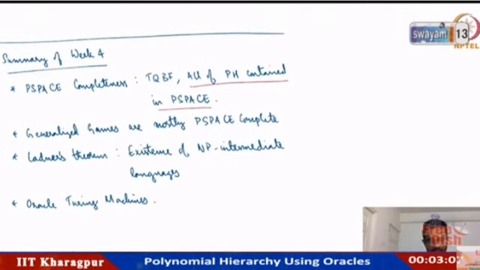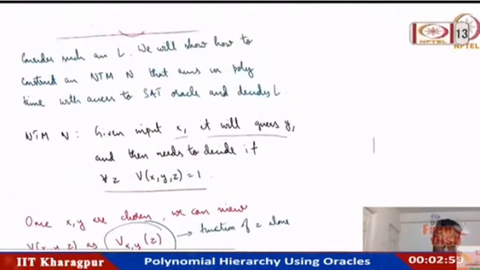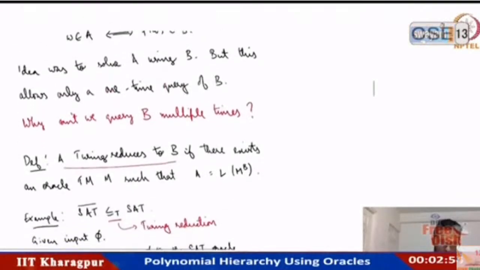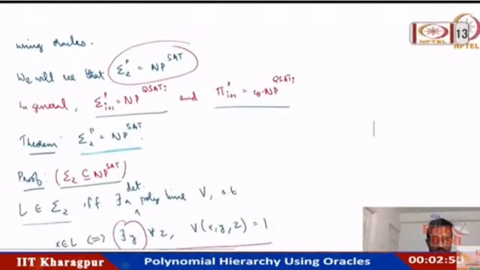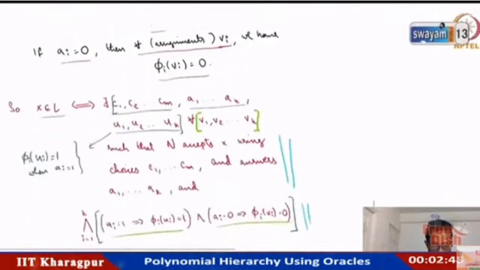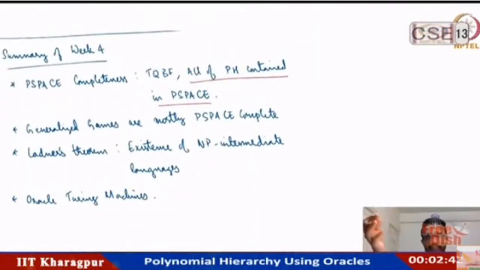And finally, we saw Oracle Turing machines. We saw the definition, and we saw the Turing reduction, and we saw how classes in the polynomial hierarchy can be characterized as a result of the Oracle Turing machines.